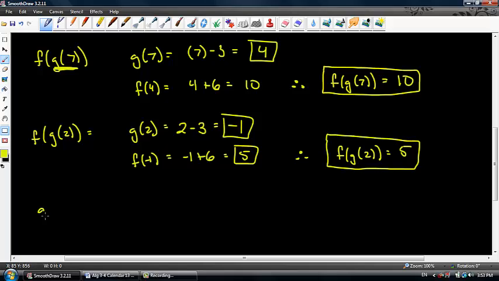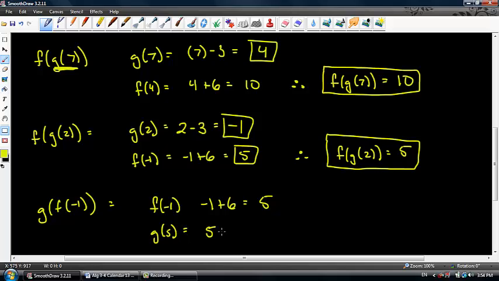Let's do it backwards. Let's go g of f of negative 1. Well, f of negative 1, that's what we have to look at first, because f is now the innermost function. That is negative 1 plus 6, which is 5. We take 5, plug it into g. G of 5 is equal to 5 minus 3, which is 2. Therefore, we can say that g of f of negative 1 is 2.